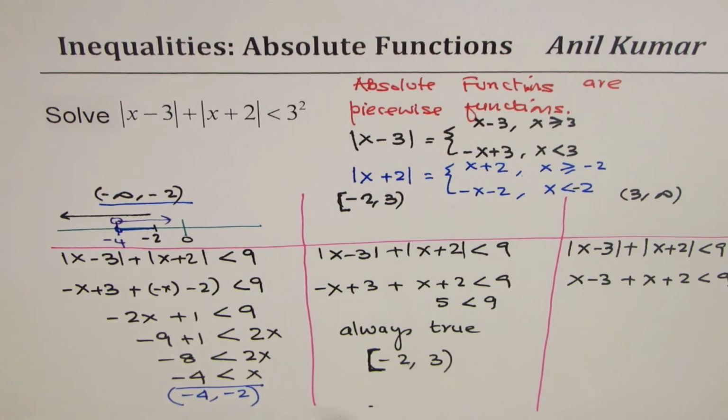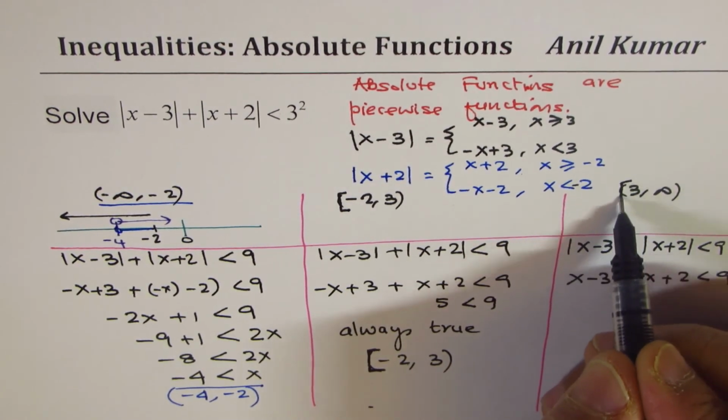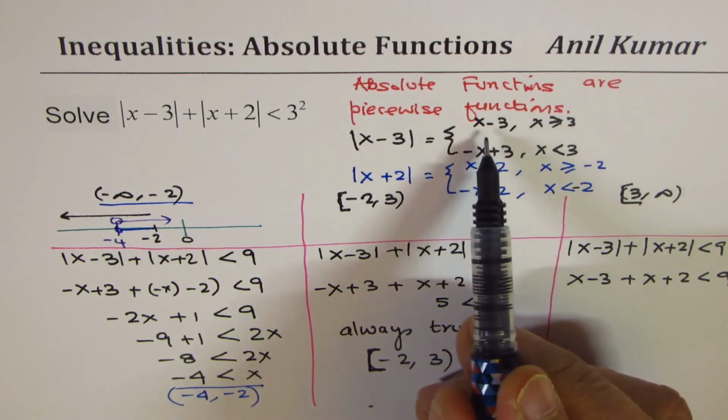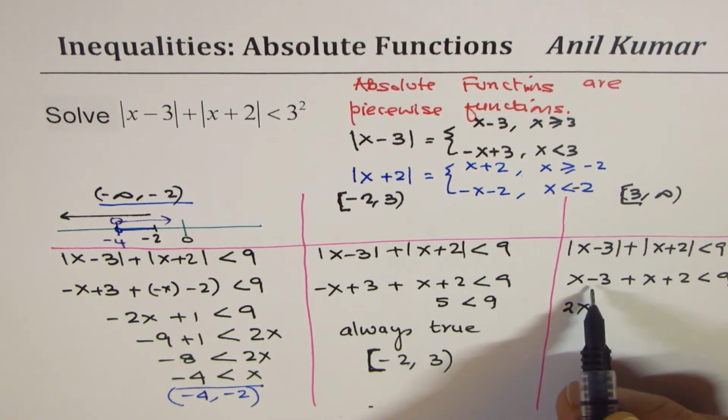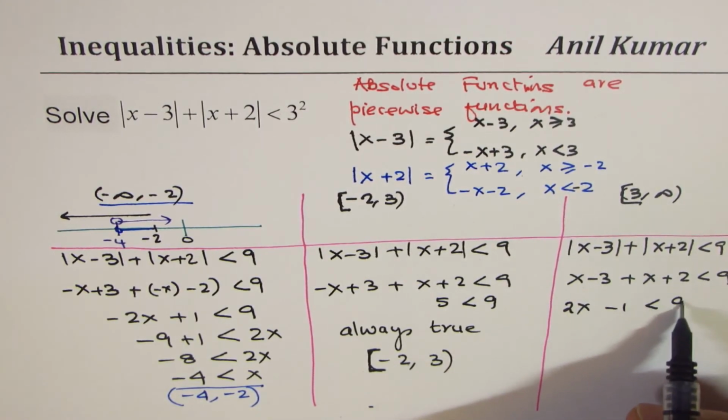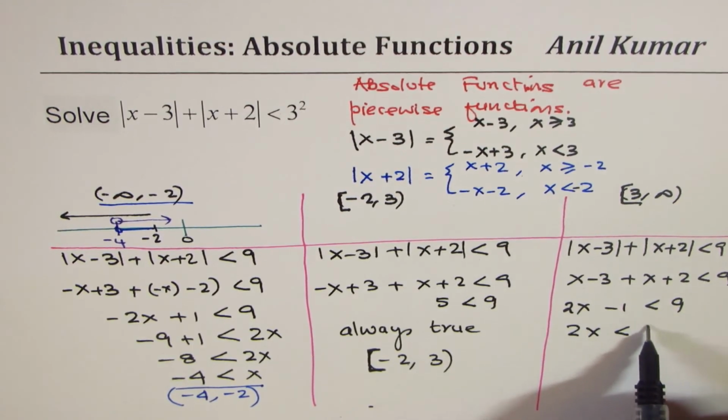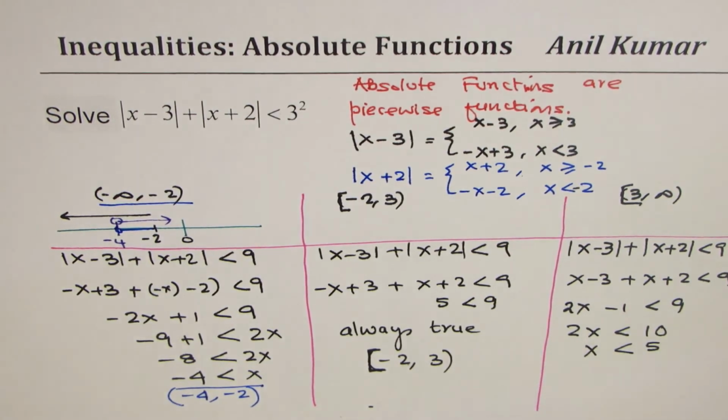Is it okay? So here we get minus 4 to minus 2. Here from minus 2, including it, to 3. Now here we have to include 3 since when we include 3 it is x minus 3. Is it okay? So when you combine, you get 2x minus 3 plus 2 is minus 1, less than 9. So we get 2x is less than 10, which is 9 plus 1, or x is less than 10 divided by 2, which is 5. Now within this interval, which is greater than or equal to 3, and we are saying less than 5, the solution will be from 3 to 5, not including 5.